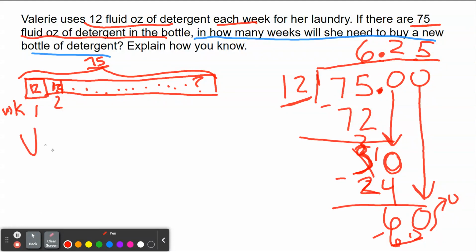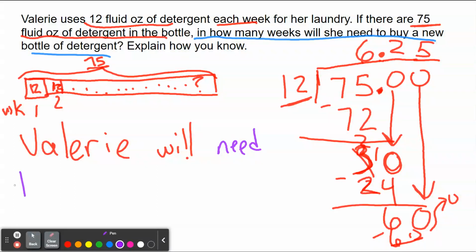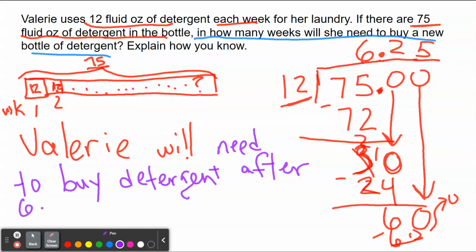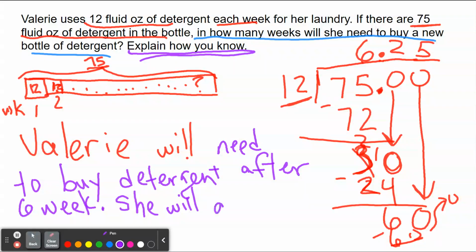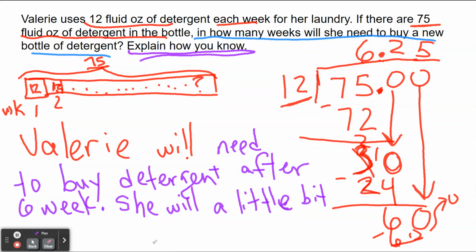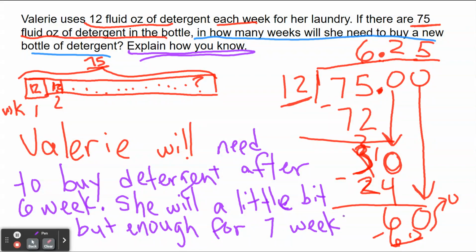So let's go ahead and write that down. Because now we're going to write this in a complete sentence. We're in our write process. So Valerie will need, and I'm going to change the color. Let's do purple. Will need to buy detergent after 6 weeks. Now let's go ahead and make sure we answer this part. Explain how you know. So she will have a little bit left over, but not enough for 7 weeks. She'll have enough for 6, but she will not have enough for 7 weeks.